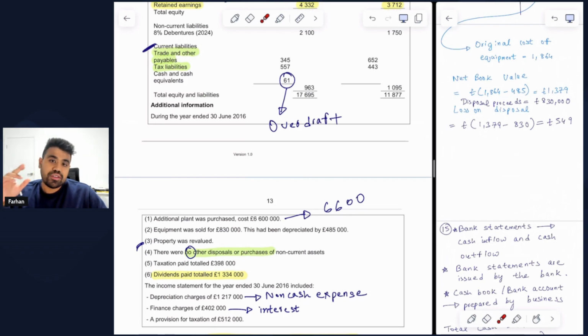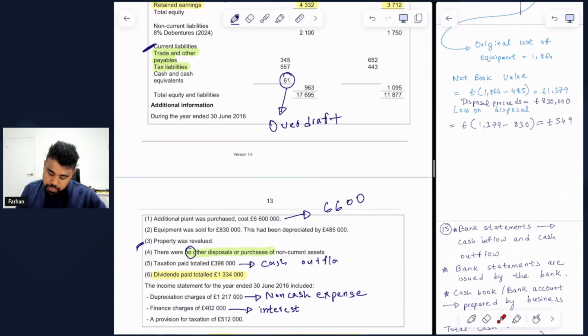However, that's not important at the moment, because we're preparing a cash flow statement. Previously, we had a discussion where we talked about taxation paid explicitly referring to cash outflow or cash payment made for tax purposes, which is what is given here in information number 5. So taxation paid is real cash outflow.